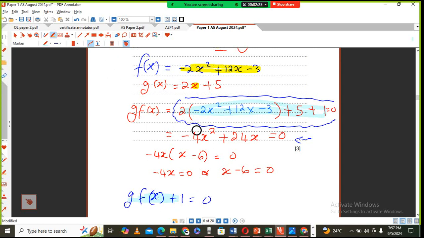So eventually it gives me this if I clean it up and finish. From here I can have my two solutions, and they will be very obvious: x equals 0 or x equals 6. That's what you needed to do there for 3 marks, which I know it didn't happen.